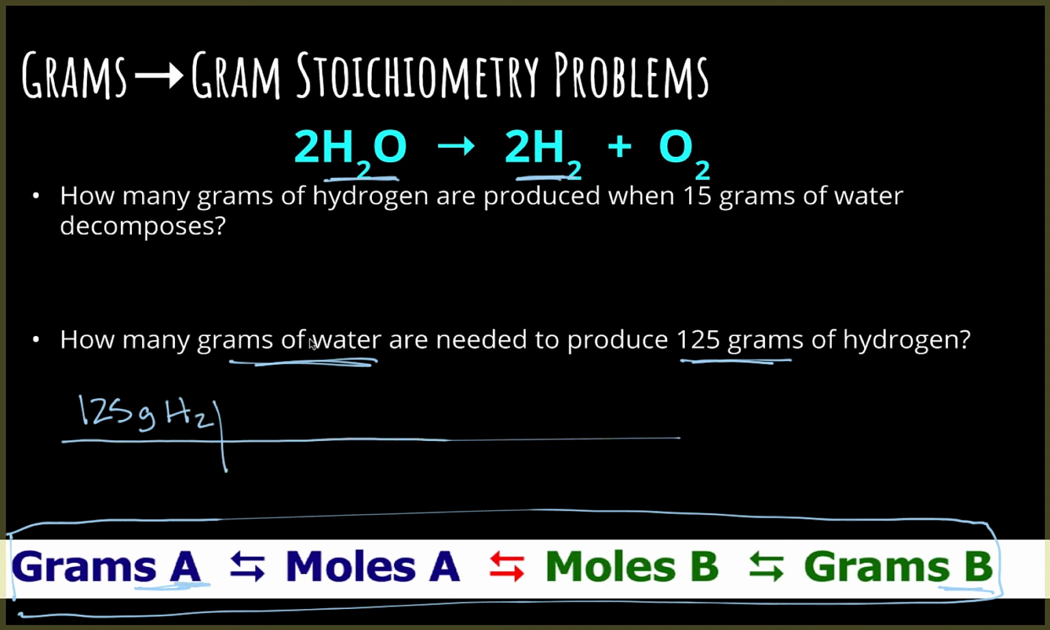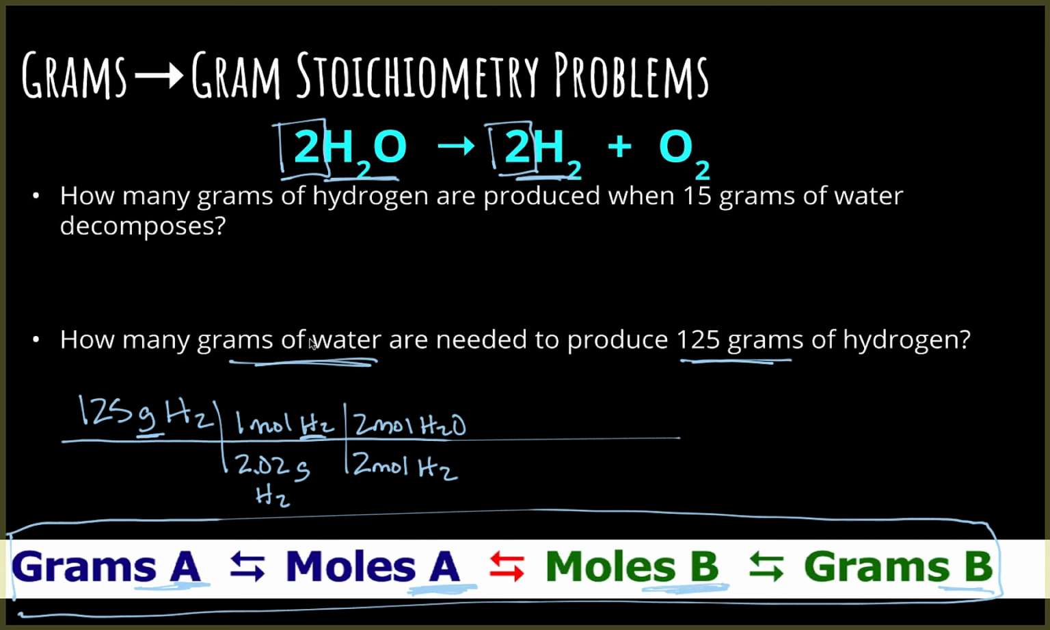Grams of A, I need to get to moles of A. So grams to moles is a molar mass. I want grams on the bottom. So molar mass of H2 is 2.02 from the periodic table. Anything from the periodic table is always equal to 1 mole. So now I'm here. Now I want to go from moles of A to moles of B. That's where I refer to my mole ratio from the balanced equation. H2 goes on the bottom, 2 moles of water on the top.